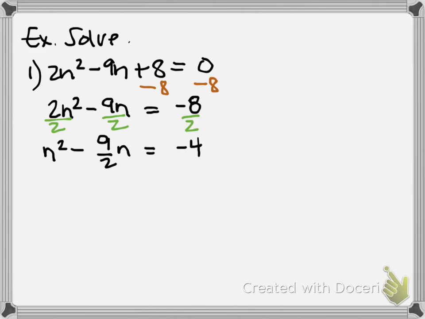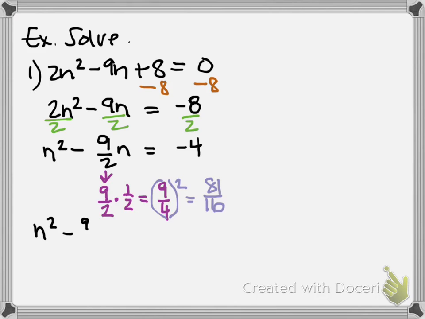Now what I'm going to do is figure out how to complete this bizarre looking square. How? I'm going to take the linear coefficient, sign does not matter. Don't worry about it, I can deal with it later. I'm going to multiply it by 1/2 and I get 9/4. Then I need to square that value, and that gives me 81/16. I'm going to take that perfect square and add it to both sides.